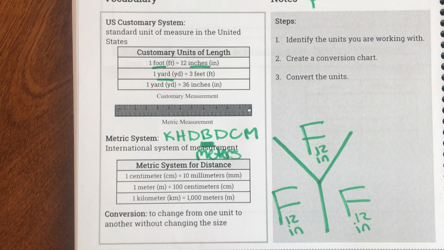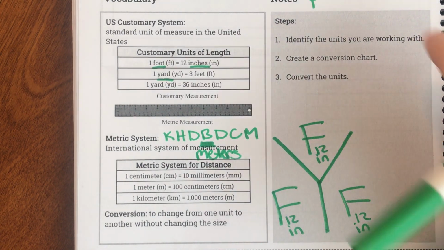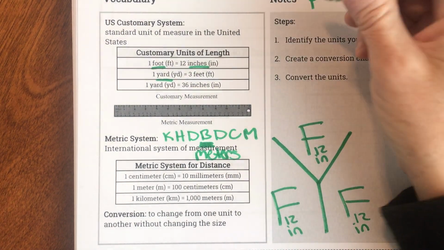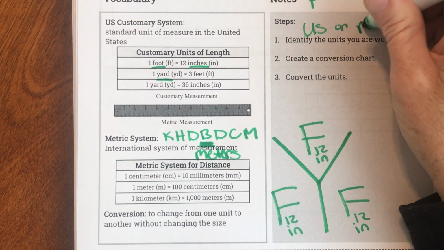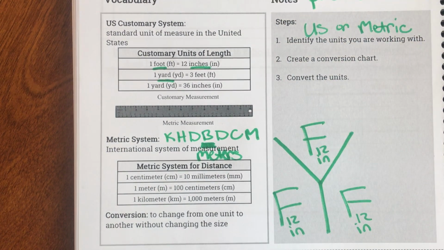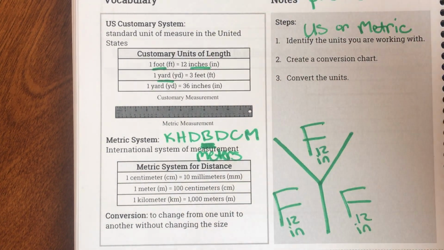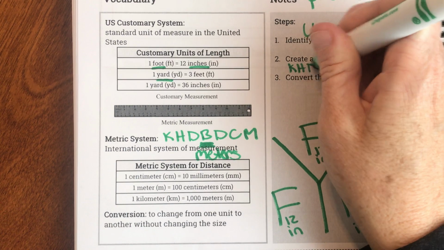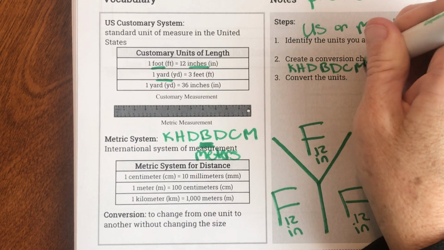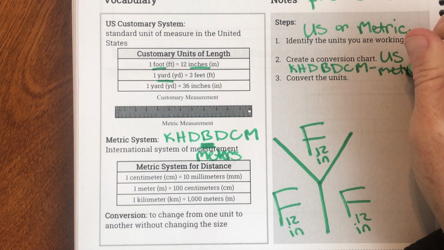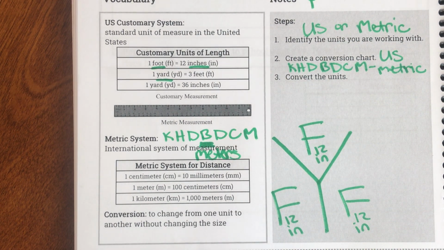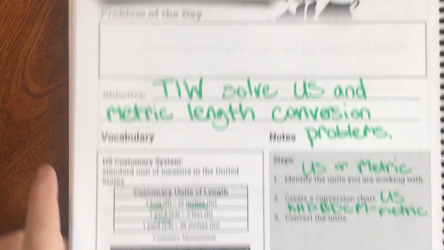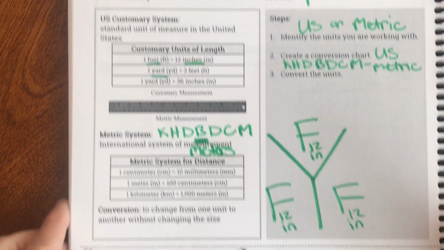Remember we also changed our steps a little bit yesterday. Step 1: identify the units you are working with. Are you doing US or metric? For step 2, you're going to create a conversion chart if it's US, but you're going to use King Henry died by drinking chocolate milk if it's a metric conversion question. Okay, let's get started. Did I forget again to tell you we are on page 83? Ladies and gentlemen, I apologize. I hope you were able to use our title to find page 83.